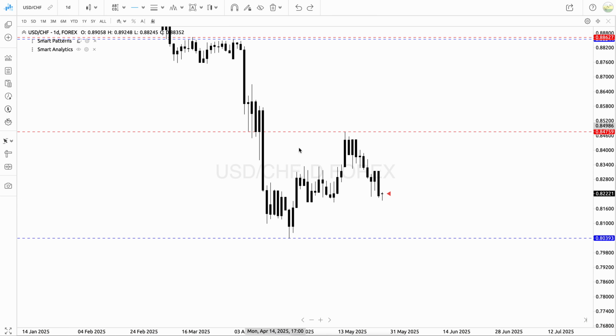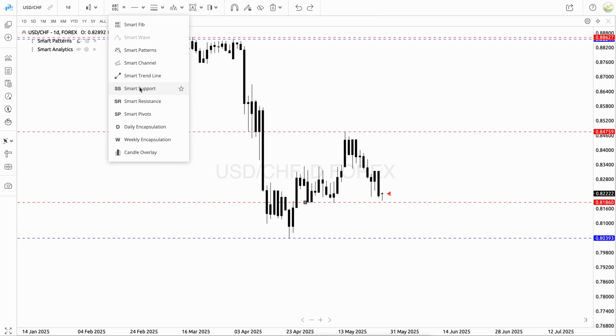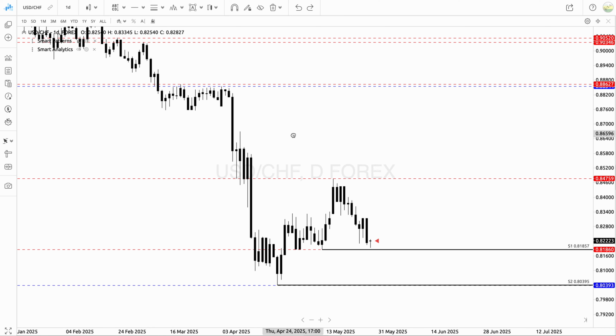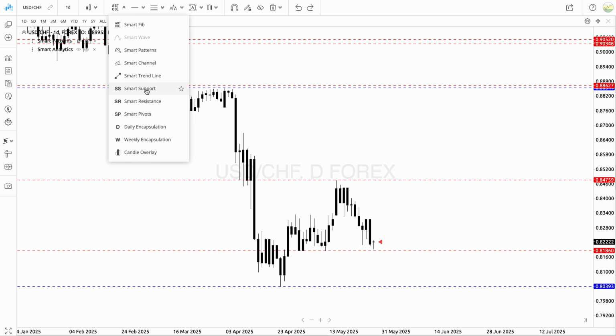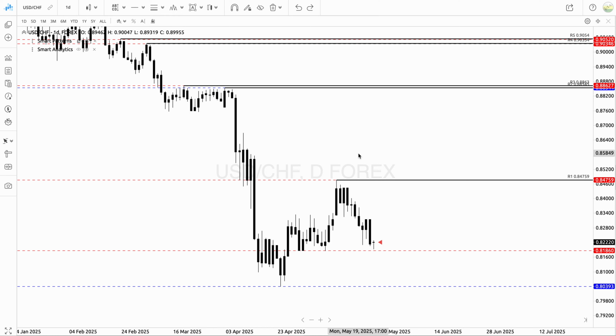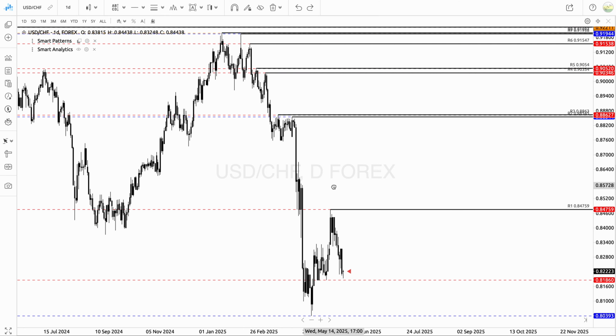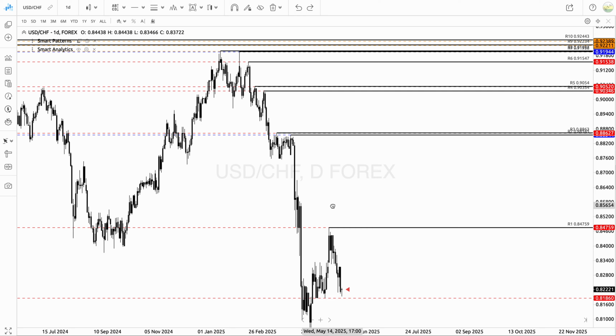Y'all have to forgive me, these allergies are kicking my butt. Let's see. I'm gonna go with smart support. All right, so that is a level of support. I'm going to delete that. I'm gonna make sure that I chose all of the correct levels for resistance. And it looks like I have.